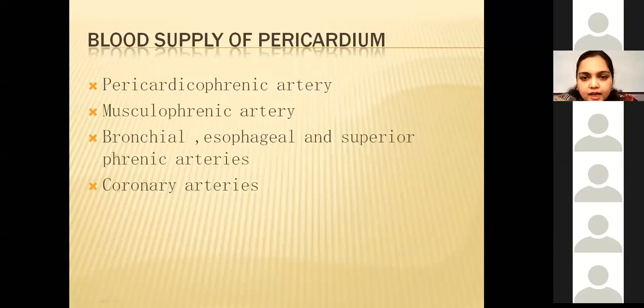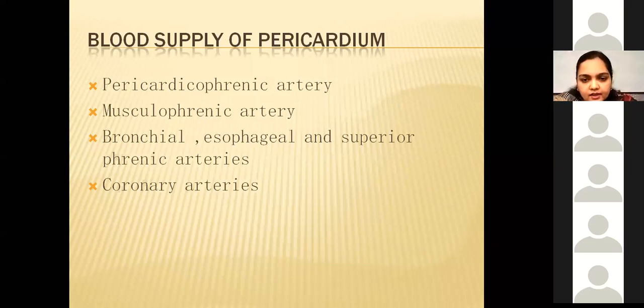This will supply the whole pericardium. The terminal branch of the internal thoracic artery, the musculophrenic artery, will also supply the pericardium. Bronchial, esophageal and superior phrenic arteries, these are the branches of the descending thoracic aorta. They will supply the pericardium, plus the coronary arteries. So what are these branches?